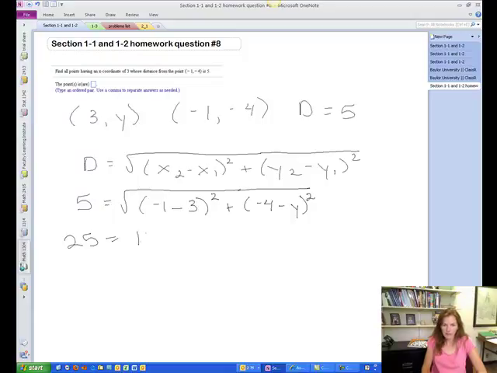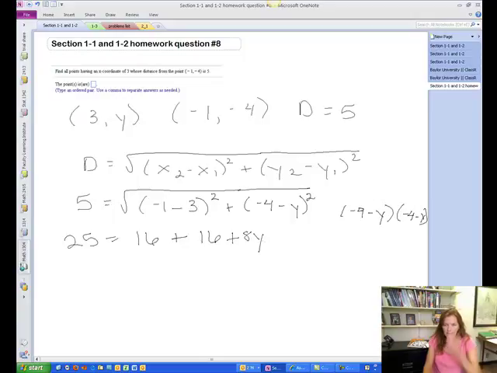-4 quantity squared is +16 plus, all right, I'm going to FOIL this out, and let's remember that's (-4 minus y) times (-4 minus y). So that's going to be +16. And then -4 times -y is going to be +4y, and again, -y times -4 is +4y, so that's going to be plus 8y, and then -y times -y is y squared. Okay, and so then you get 25 is equal to 16 and 16 is 32 plus 8y plus y squared.